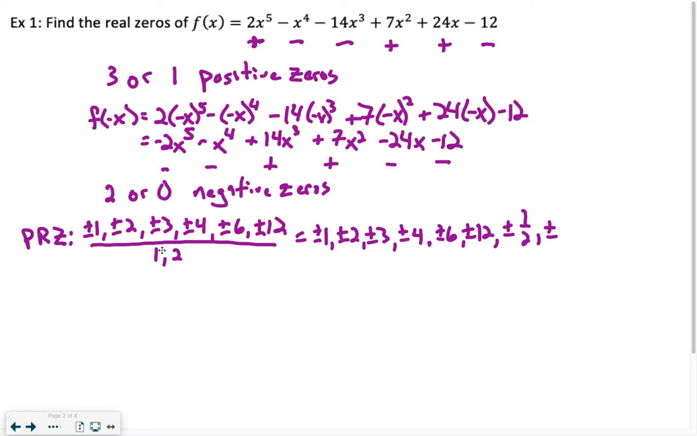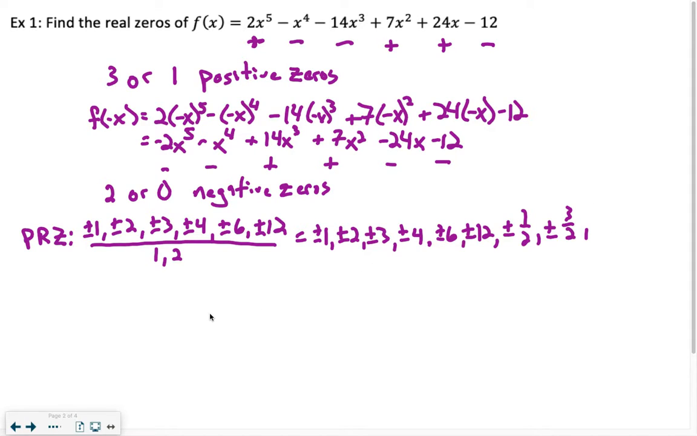Then we have plus or minus 2 over 2, but 2 over 2 is 1, which we already have listed, so I don't need to list it again. Then plus or minus 3 over 2, then plus or minus 4 over 2, but 4 over 2 is 2, and we already have that listed. Then plus or minus 6 over 2, well, that's just 3, we already have that listed. And then plus or minus 12 over 2, which is just 6, and we already have that listed. So this would be my entire list of possible rational zeros.